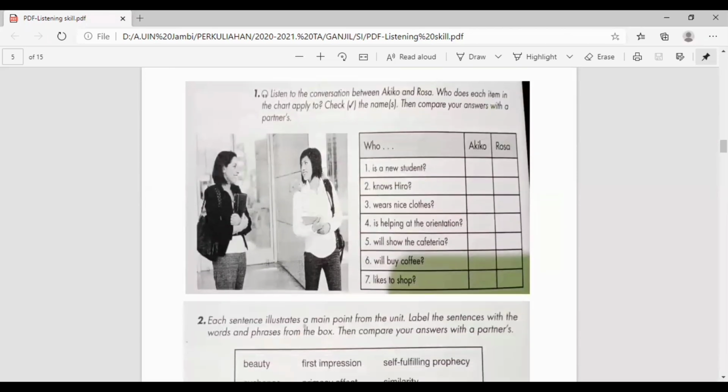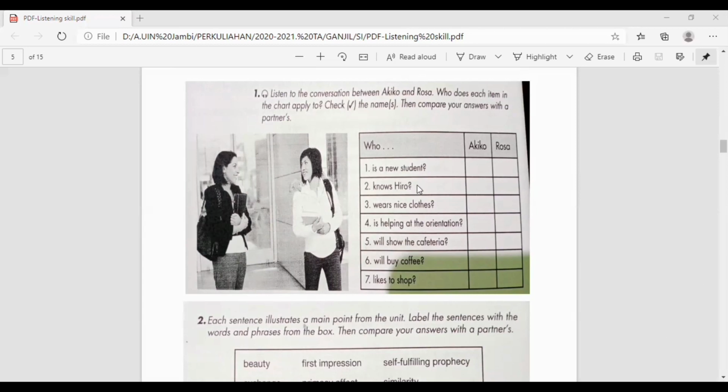Okay, so now before you write, please listen to the conversation between Akiko and Rosa. Who does each item in the chart apply to? So please check the name and then compare your answer with the partners. Are you guys ready? Okay, here we go. Integrated writing task, exercise 1, page 16.